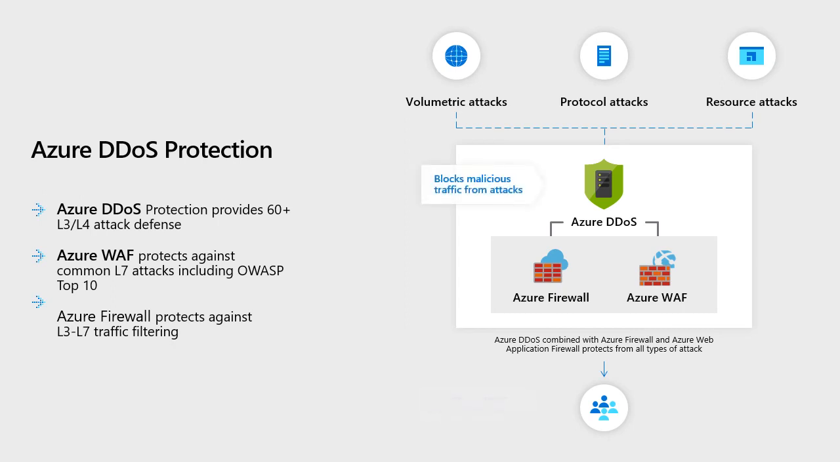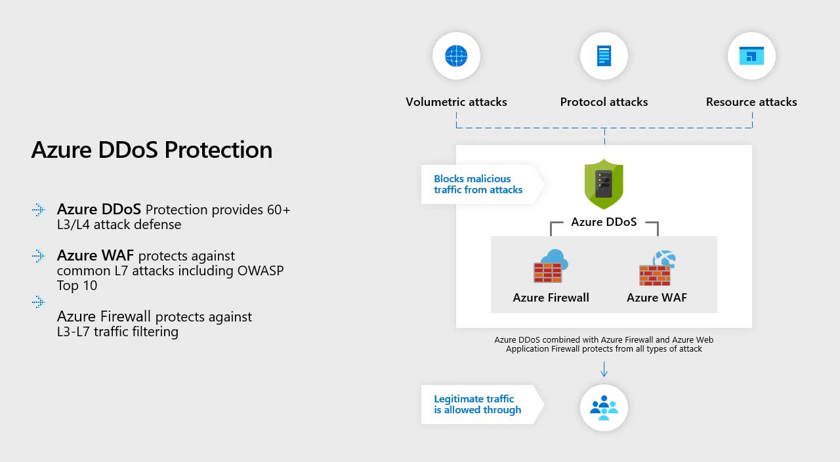So how does DDoS protection help? It's an automated service. Again, it's a service that's provided by Microsoft. You don't need to install anything. As far as that service is concerned, it protects you against the three types of attacks. It blocks malicious traffic from these attacks. And it can also work in concert with Azure Firewall and web application firewall. So DDoS combined with Azure Firewall and WAF protects you from all types of attacks.